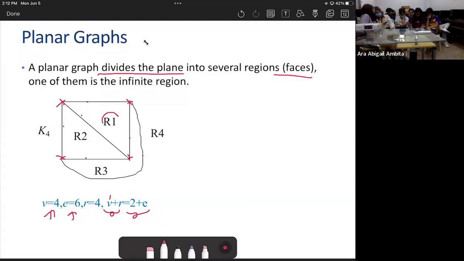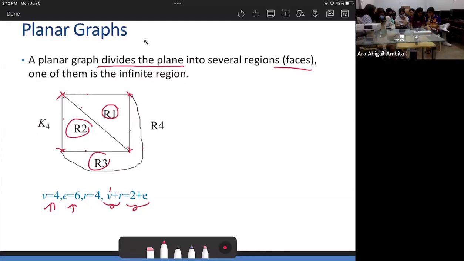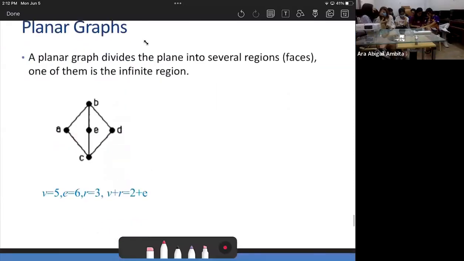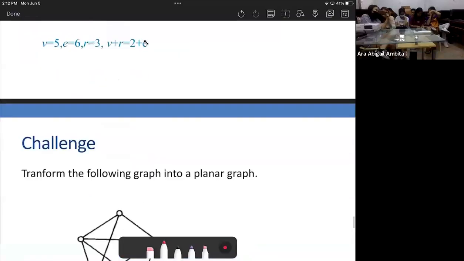So this one is region 1, then region 2, then region 3, and you are also including the outside, infinite region. So V plus R is equal to 2 plus E. That would be 4 plus 4 is equal to 2 plus 6, and they are indeed equal. It is the same with this one. You can check later here.